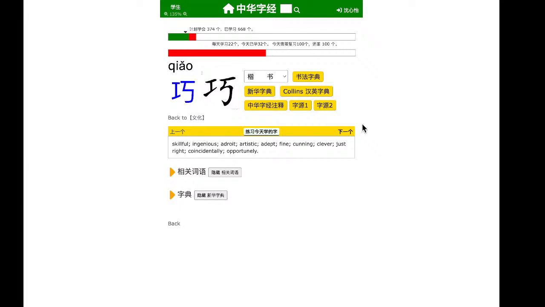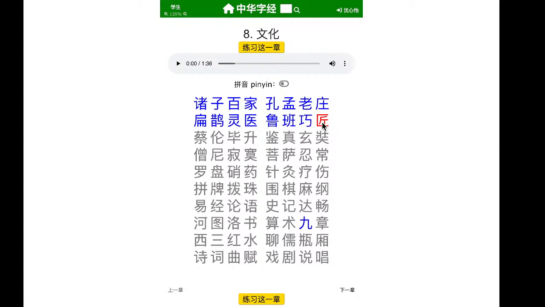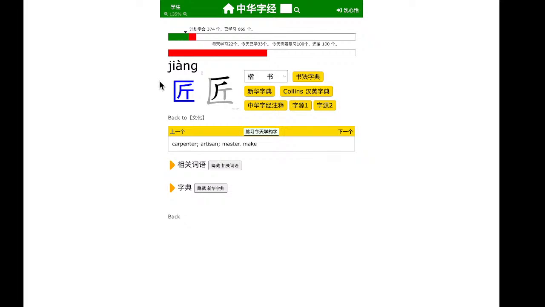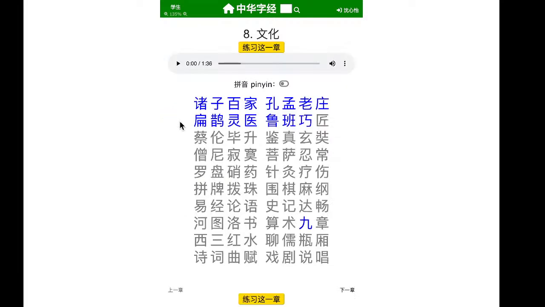Qiao means skillful and genius, adept, fine, clever, just right. It also refers to happy coincidences that work out just right. Jiang, and Jiang is a carpenter or any type of artisan or master builder. Somebody who is a master craftsman is called Jiang.